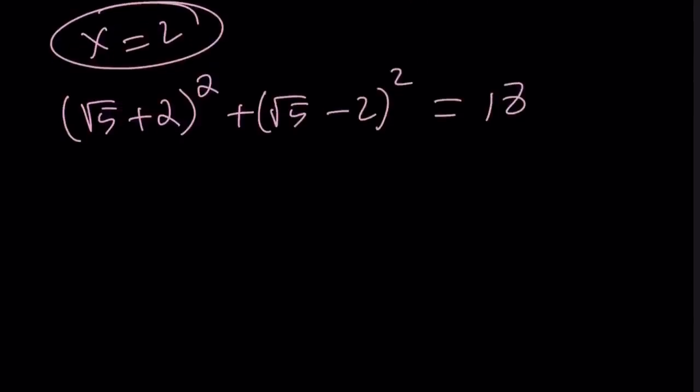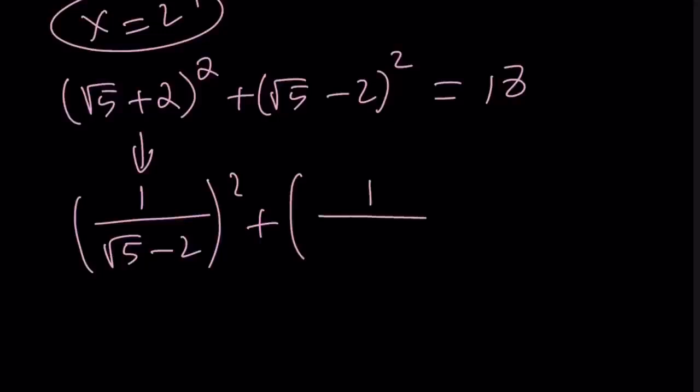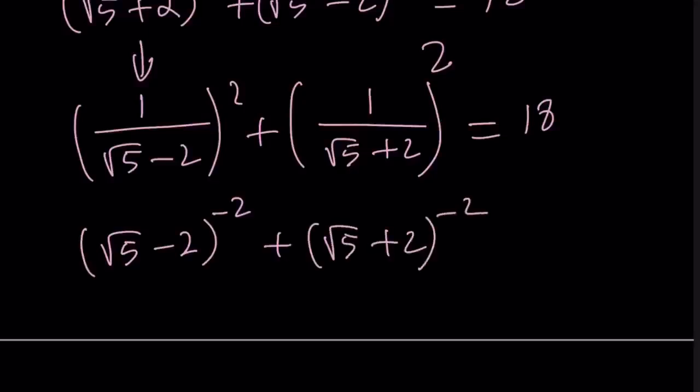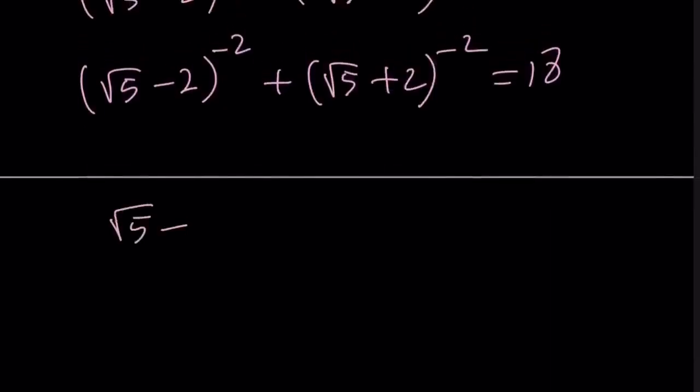But let's go ahead and do the following. Root 5 plus 2 is the reciprocal of root 5 minus 2. So I can write it like this. And root 5 minus 2 is the reciprocal of root 5 plus 2, vice versa. I can write it like this. And this is 18. And it helps me to write it in a different way. Root 5 minus 2 to the power negative 2. And then root 5 plus 2 to the power negative 2 equals 18. I'm just going to switch these two terms, even though it doesn't matter, just to show you what this looks like. So I'm just going to switch these two because they're being added, doesn't matter.